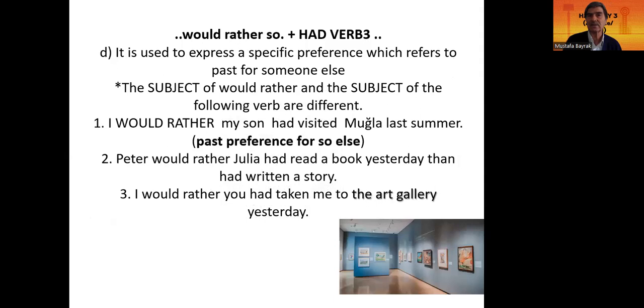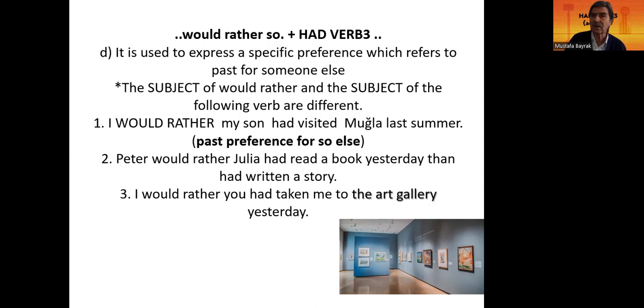Would rather, someone plus had plus V3, about the past again. It is used to express a specific preference which refers to the past for someone else. The subject of would rather and the subject of the following verb are different. For example, I would rather my son had visited Muğla last summer. Past preference for someone else.